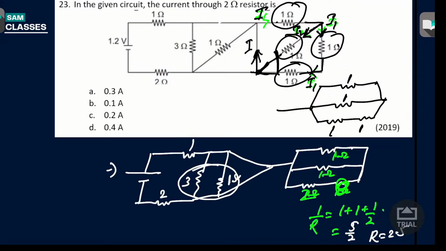One more concept is there, but if you are able to apply, we can apply KVL and solve. But we have to check. Symmetry also we can apply.